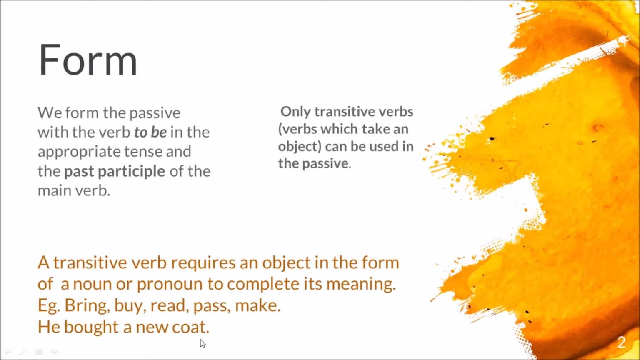He bought a new coat. In this sentence, we have the verb bought that is a transitive verb and it requires an object that we have here, a new coat.